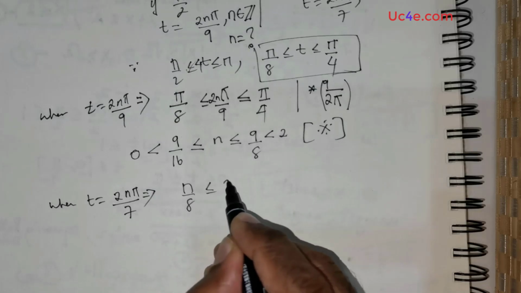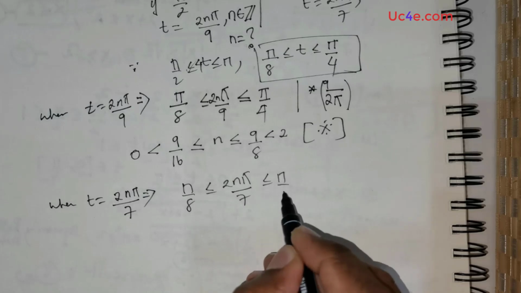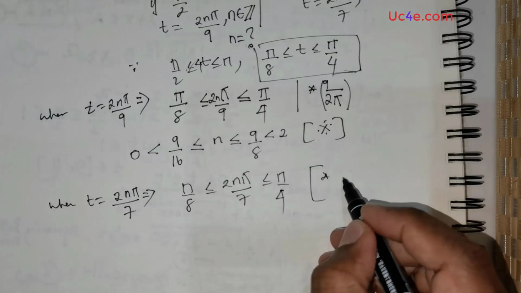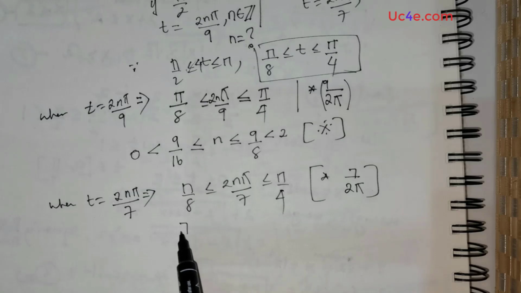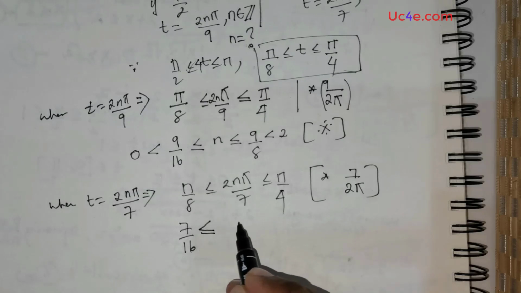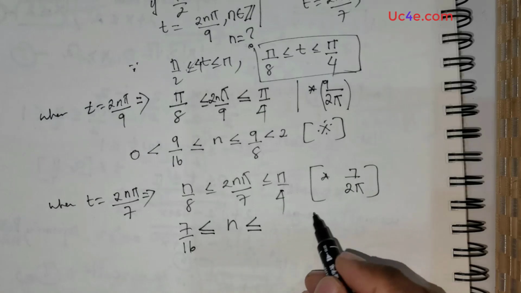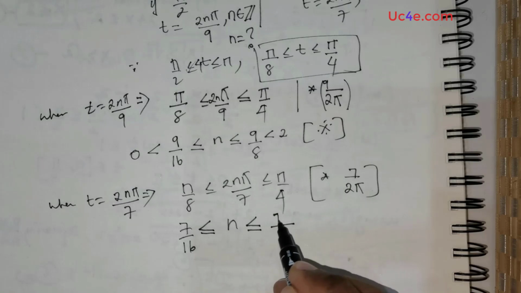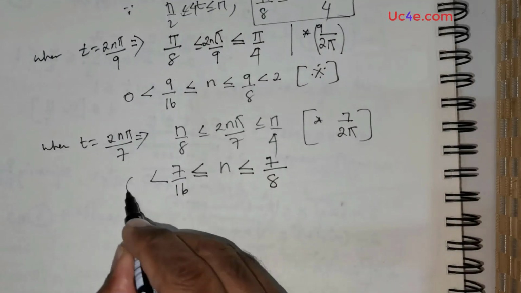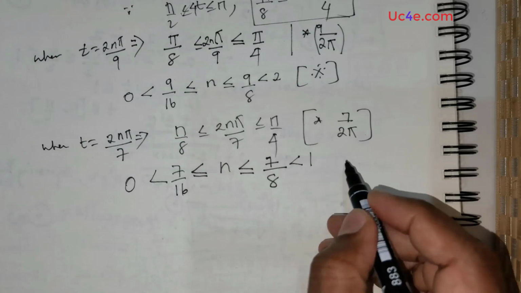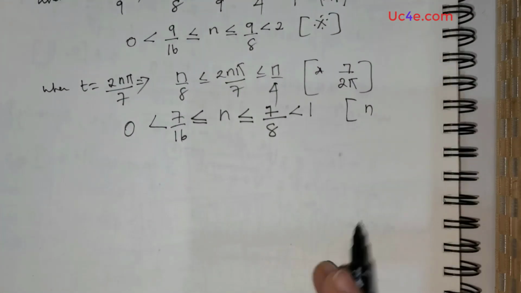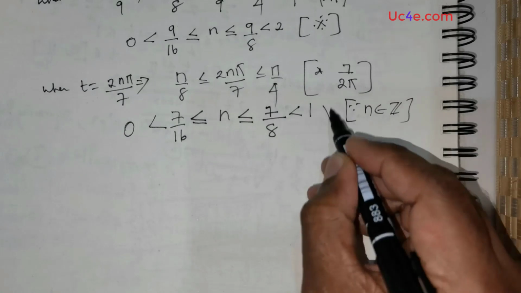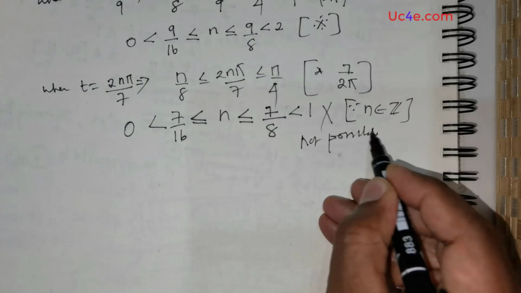That's going to be pi over 8 less than or equal to 2n pi over 7 less than or equal to pi over 4. Now I would like to multiply the quantity by 7 over 2 pi. If I do that, pi gets cancelled. I will get 7 over 16 less than or equal to n, less than or equal to 7 divided by 8. Now on this side this is clearly greater than 0, but on this side this is actually less than 1. But if you observe the condition, n should be an element of Z. Since n is an element of Z, this is not possible. This value is not possible, and hence it has to be dropped.